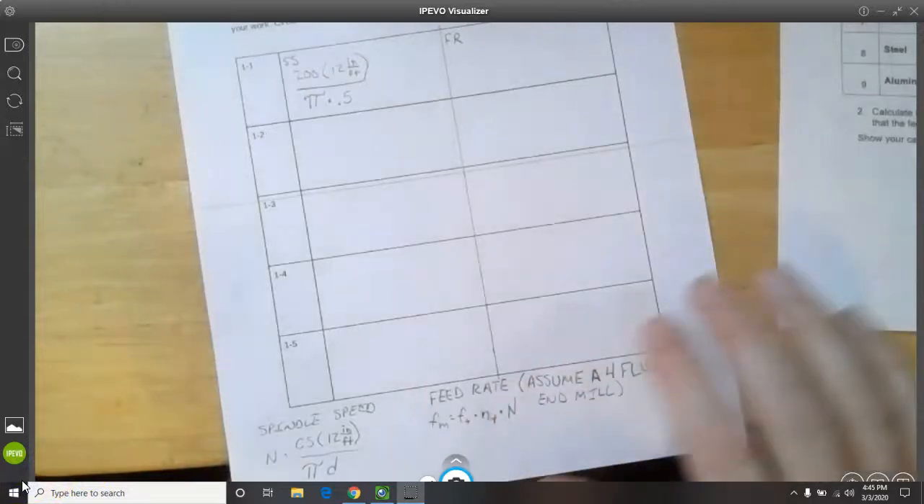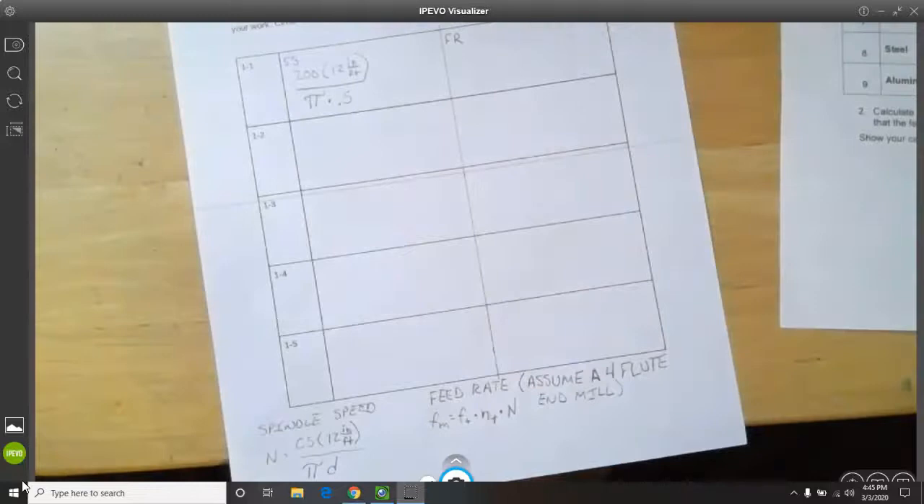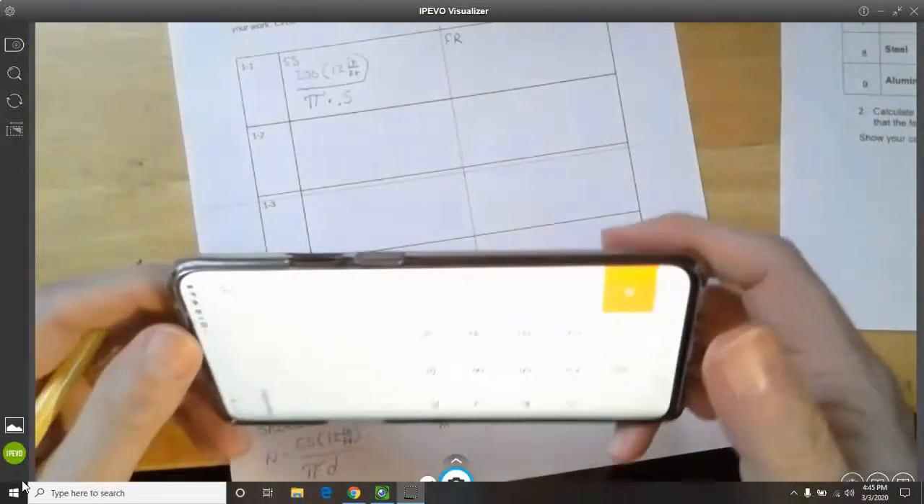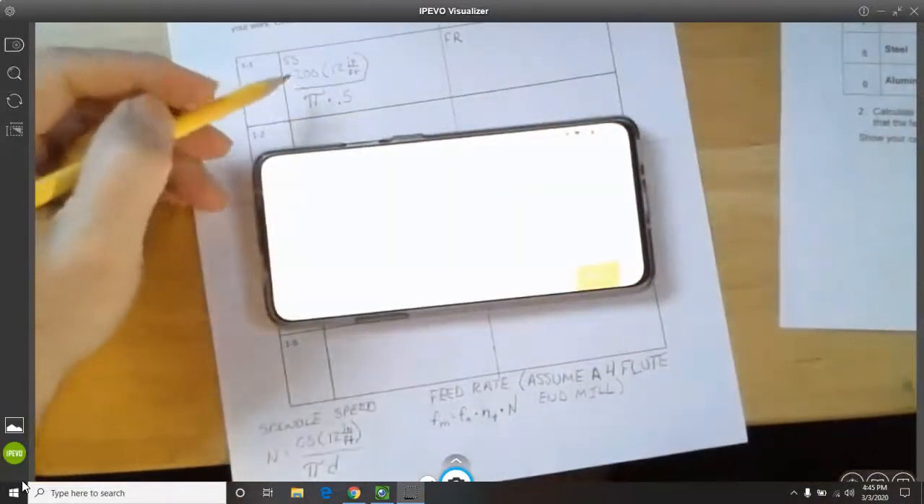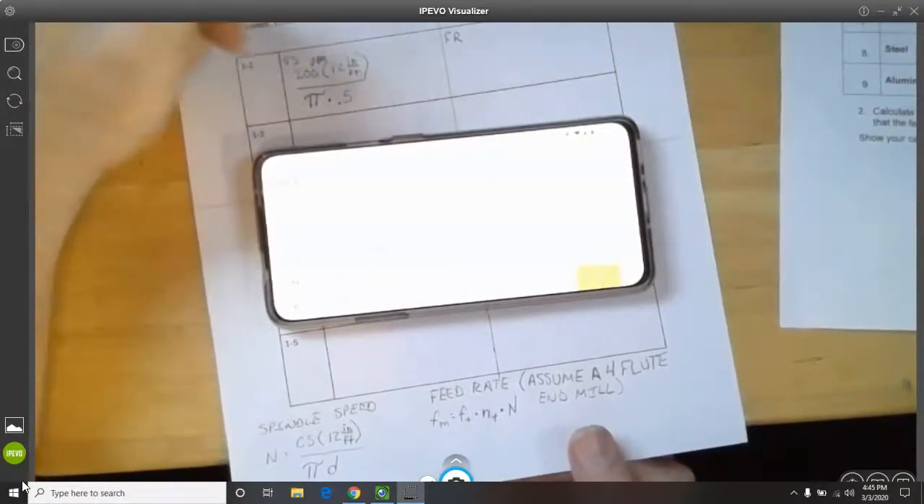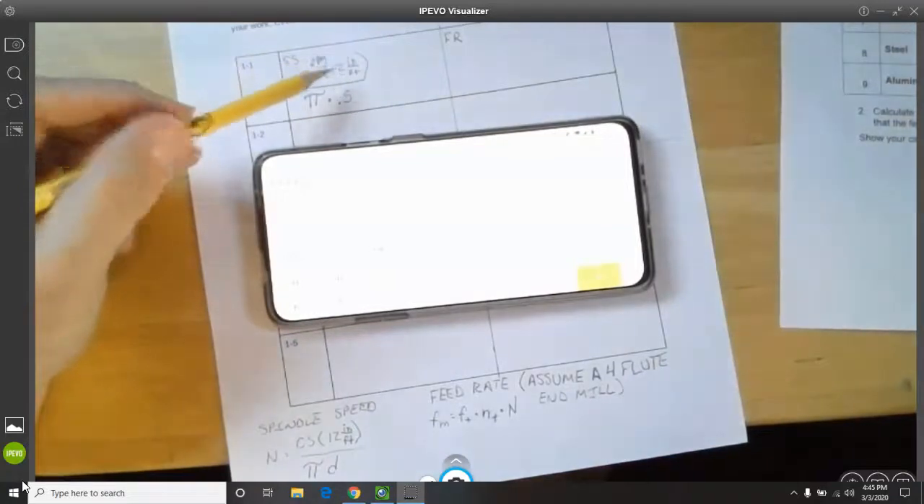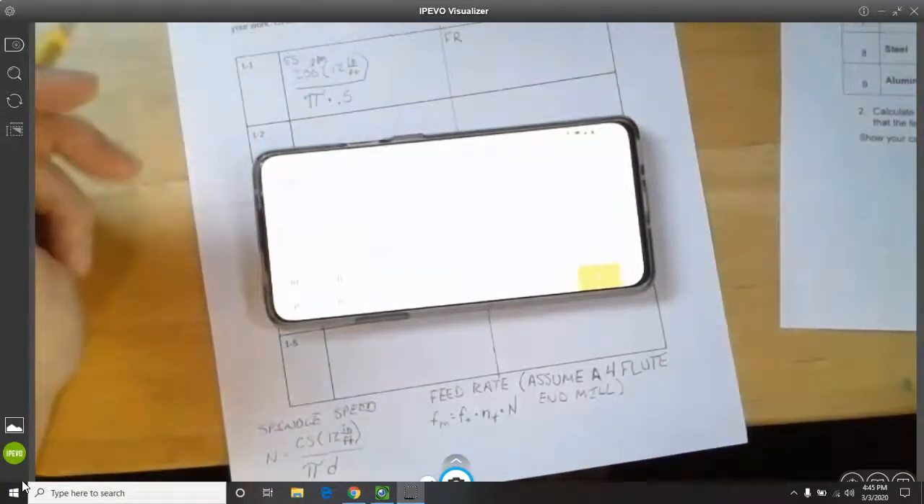Okay, now what we're going to do is the math formulas for this, and I'm going to put my calculator on here. And the big secret to this is, well, I forgot one thing. This is feet per minute, and we have to have it in inches per. That's why we're going to do this little calculation here.